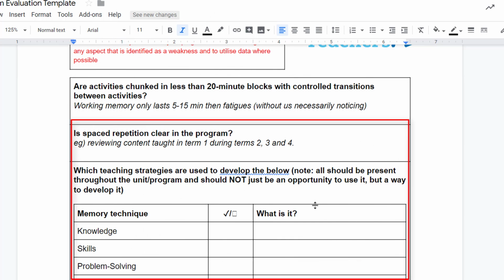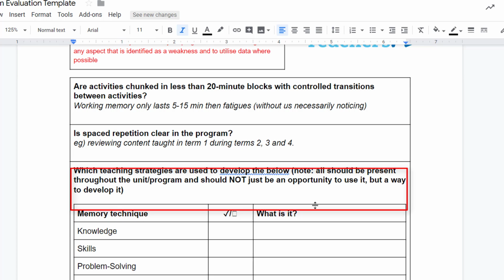The next question is, is spaced repetition clear in the program? Now, if you don't know what spaced repetition is, it's that idea of, I learned something in week 1, I then need to revise it in week 2, revise it in week 4, revise it in week 8. And so you're constantly going back to old content to make sure it's still fresh in the student's memory and that they can still retrieve it, that they've still learnt it, and that they haven't forgotten it, they haven't stored it away somewhere where it's no longer retrievable. And so spaced repetition is really helpful to do that.